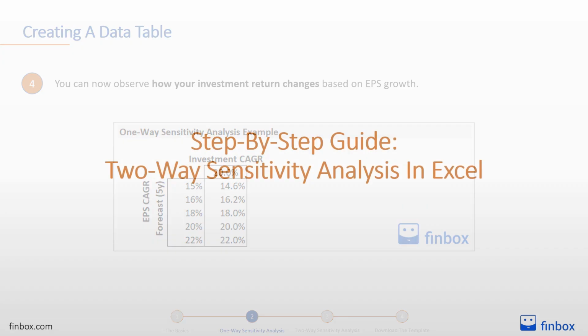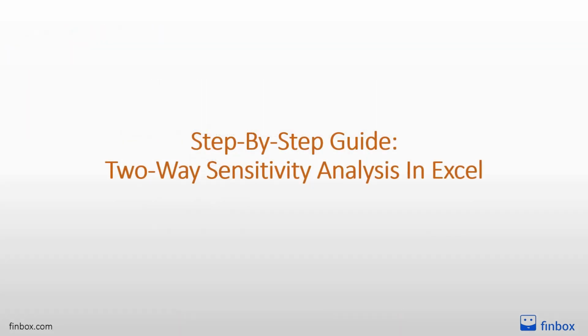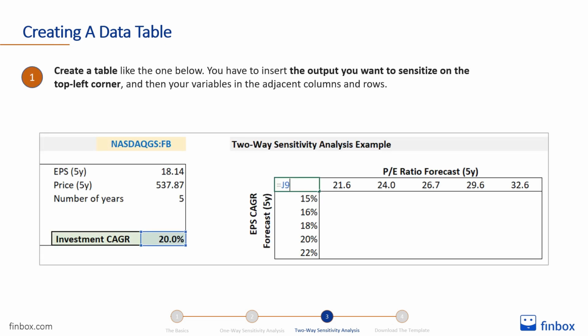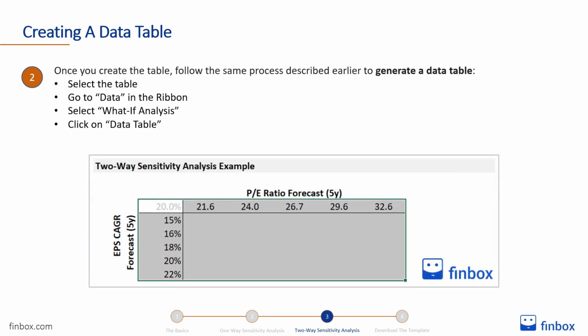Now that you've learned how to perform a one-way sensitivity analysis in Excel, let's create a two-way table. As we mentioned before in the two-way sensitivity analysis, we sensitize the output for two variables. The first thing you need to do is to create a table like the one below. You have to insert the output you want to sensitize on the top left corner, and then your variables in the adjacent columns and rows. Once you create the table, follow the same process described earlier to generate a data table.